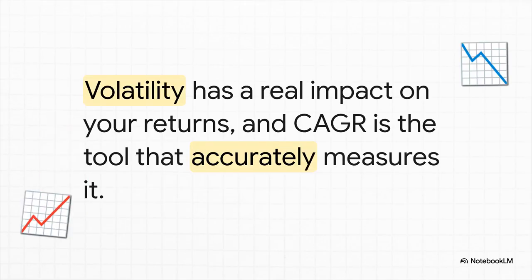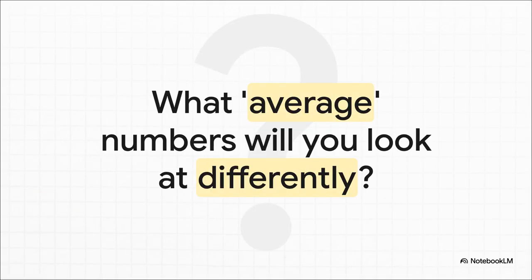If you take away just one thing today, please let it be this. Those ups and downs, that volatility, isn't just noise. It has a real mathematical impact on how your money grows. And CAGR is the honest broker. It's the tool that accurately measures that impact and gives you the real story. So the next time you see a mutual fund bragging about its average annual return, you'll know to dig a little deeper, won't you? You'll know to ask for the real number, the CAGR. It makes you wonder, what other average numbers out there aren't telling you the whole story?